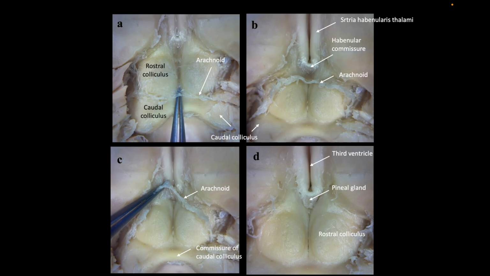And as we move them, we can reach the epithalamus. You identify the epithalamus, the habenular commissure, both habenulae, and the pineal gland. And look, in image C, you can see when we move the arachnoid with the forceps, we are also moving the pineal gland. In image D, the arachnoid is completely removed, so we identify the pineal gland. So notice that the pineal gland is surrounded by arachnoid.